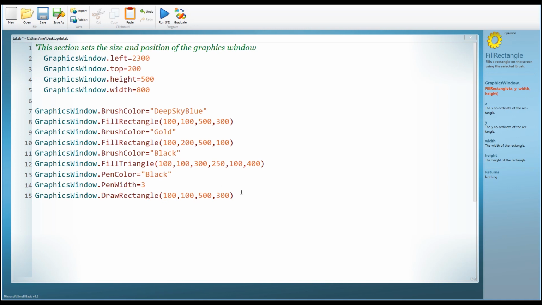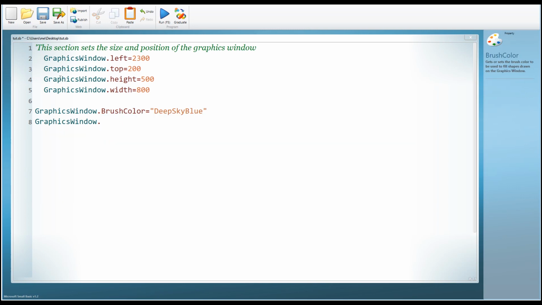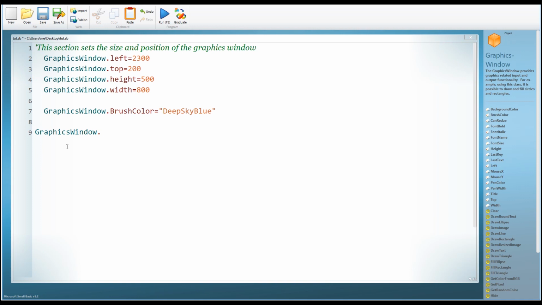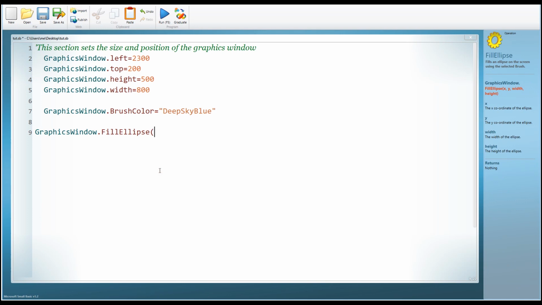So how can we do circles? I'm going to go right back to here. I'll keep the deep sky blue as the color. But how am I going to draw a circle? Well, if I do GraphicsWindow dot and then we'll fill, it's called an ellipse here, and we open brackets, we can see on the right hand side that there are 4 parameters, 4 values that we need to enter here. The x and y coordinates of the ellipse, doesn't tell you what part of it, and then the width and the height.